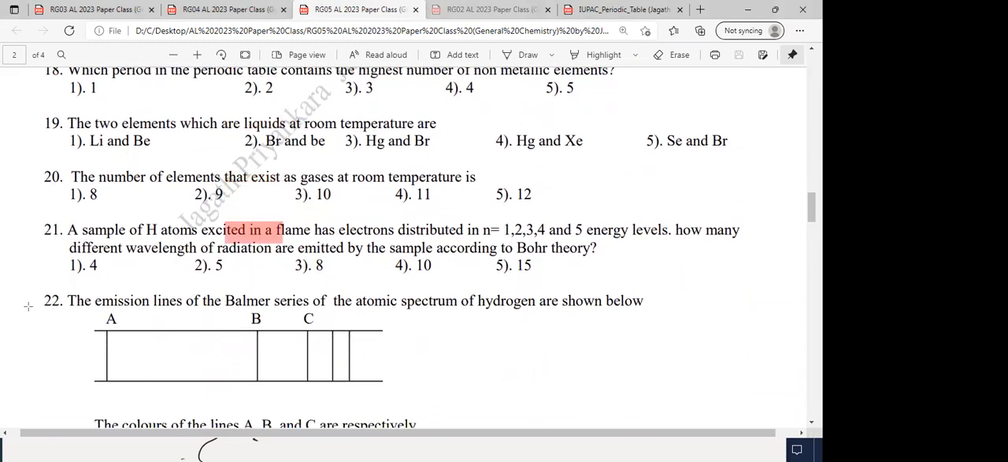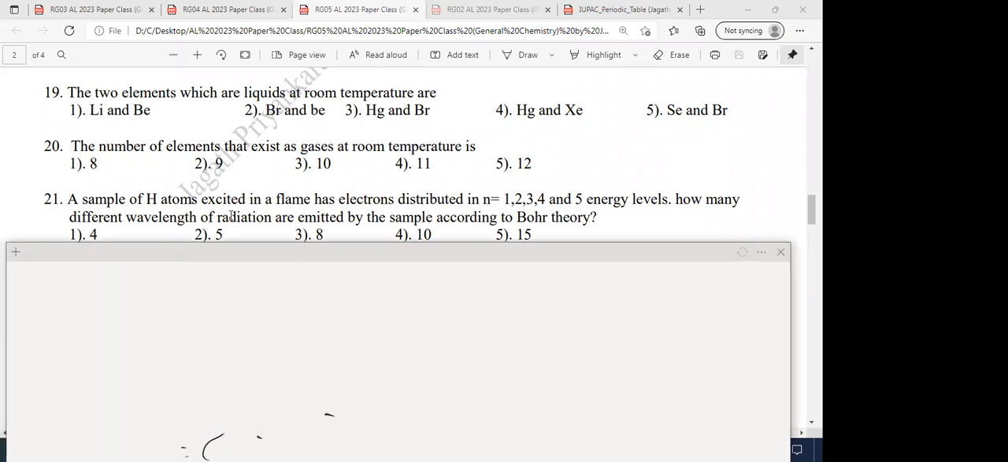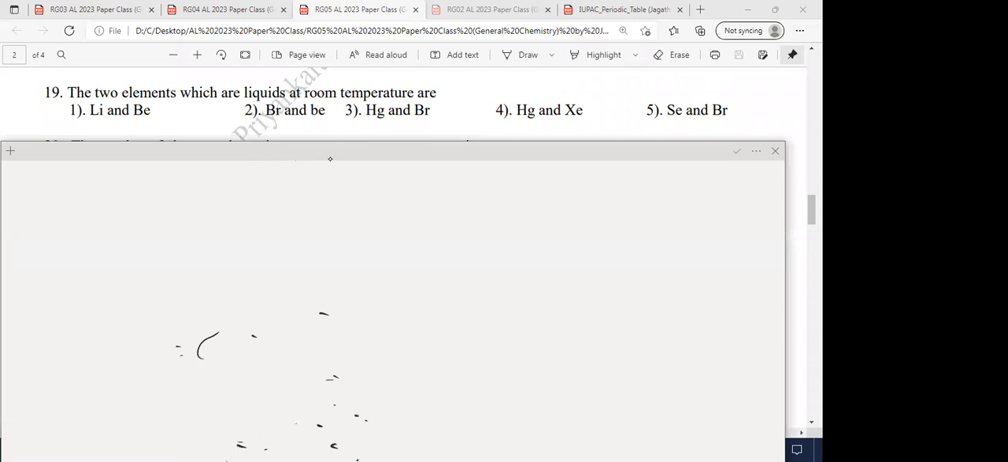Then question number 19, the 19th MCQ. What is the answer for the 19th MCQ? Liquids are very easy. This is also a question: liquid at room temperature. Answer is yes. I am waiting for your answer. Chaniti correct. Ransiluni correct.